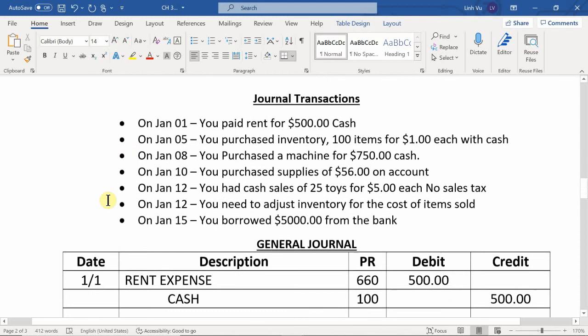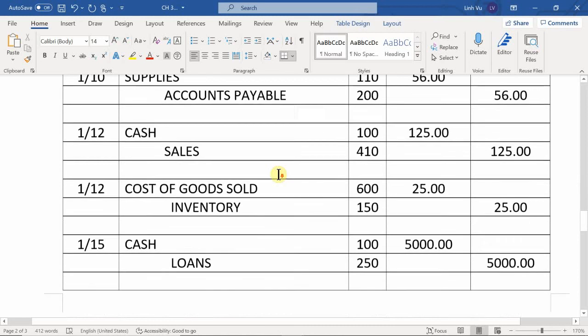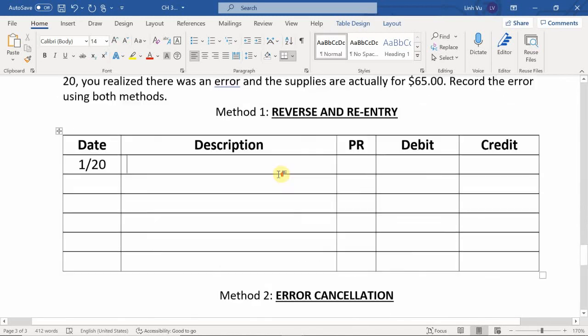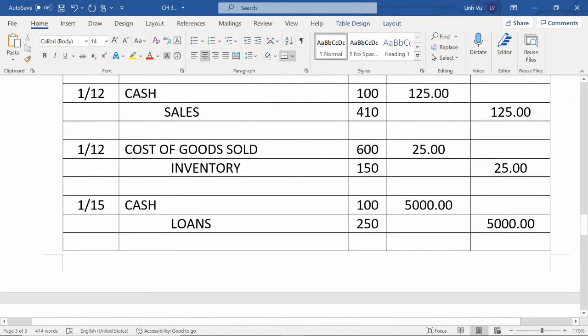Here, January 10. I purchased the supplies, but we didn't pay for them. So how did we pay for them? We had it on accounts payable. Good. You have to go back to the other exercise to record that. So accounts payable. Right, we have to reverse the transaction by putting back the supplies in accounts payable.